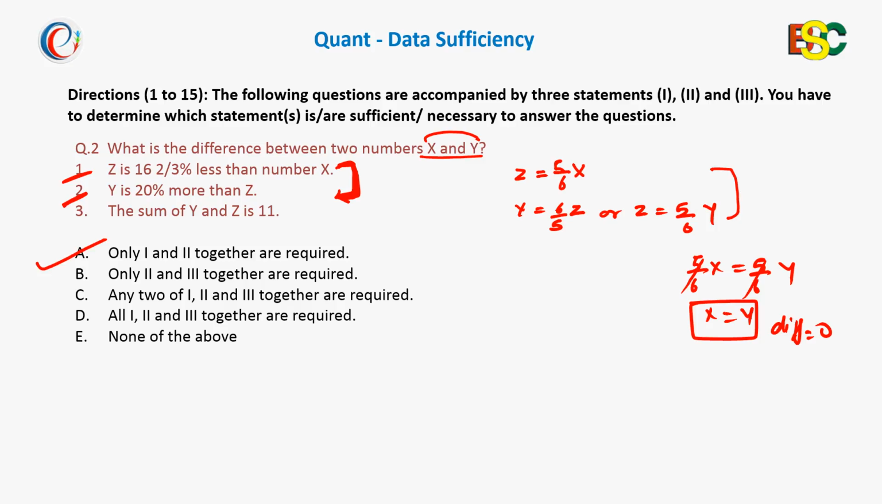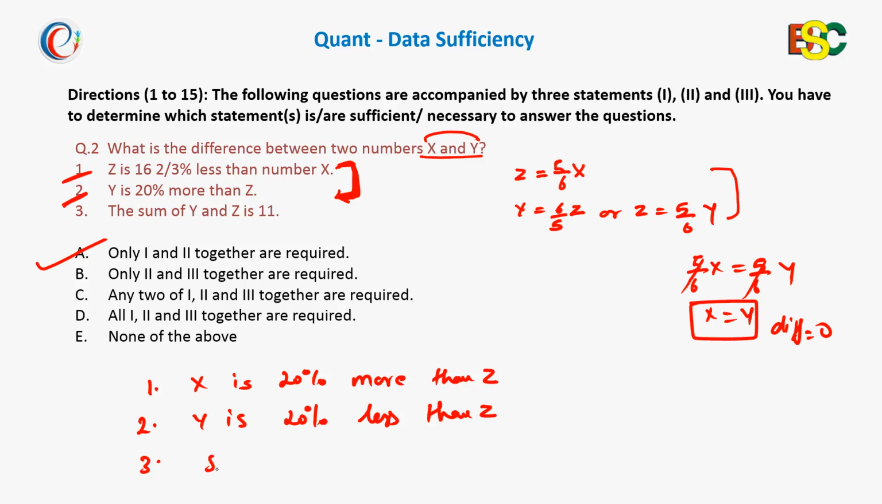Suppose in the same question your statements were that x is 20% more than z and y is 20% less than z, and the third statement would be the sum of y and z is 72. Then from the first statement you will get that x is 6/5 z, and from the second statement you will get y is 4/5 z.